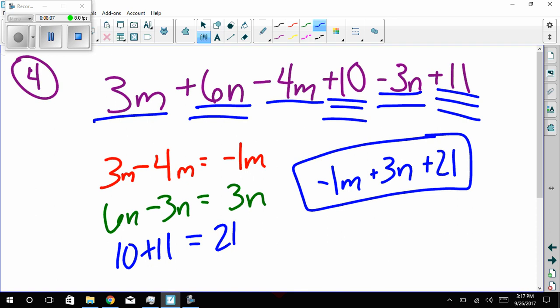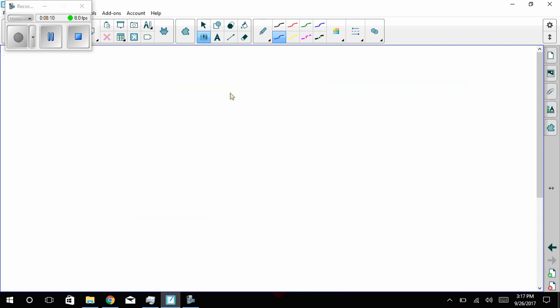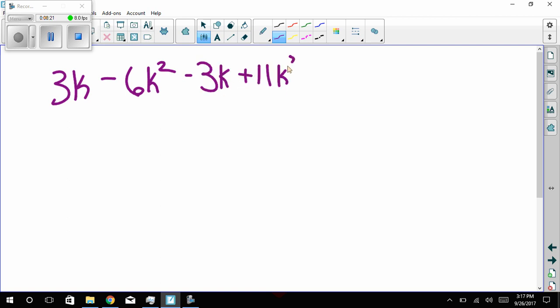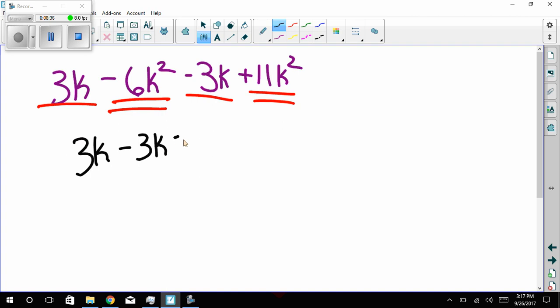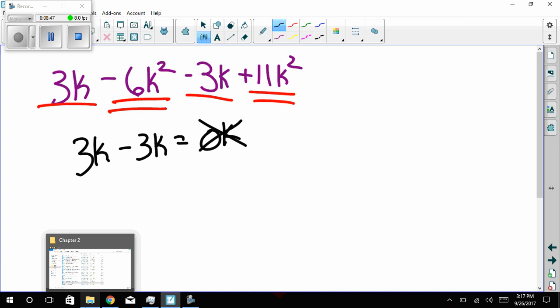Okay. And then the last example is something like this. 3k minus 6k squared minus 3k plus 11k squared. Identify like terms. 3k and negative 3k, negative 6k squared, and positive 11k squared. Okay, 3k and then minus 3k. Notice that that's 0k. That's going to go away. We're not even going to have a k left. It's just going to be nothing.